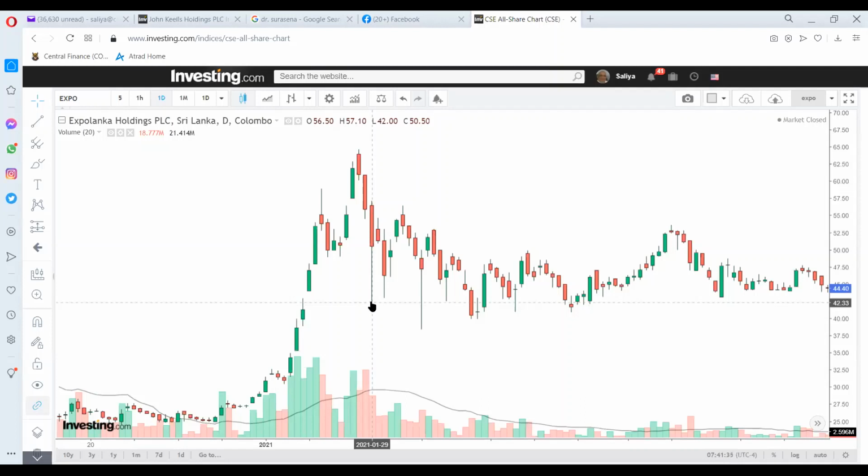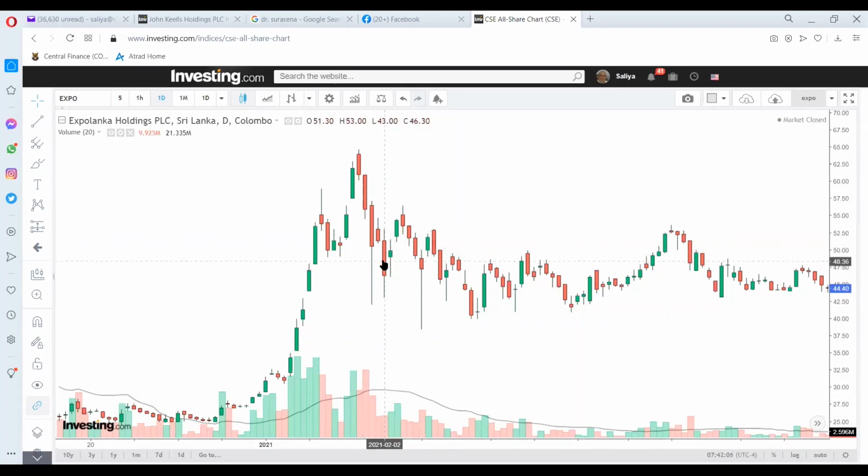The next day, what happened? It closes this day at 50.50. Next day, it opens at 53 rupees. Hits a high of 54.60, right? Then comes down and closes at 51.30. Comes down to 50.90 and closes at 51.30. So at that point, the next day also, it was bearish.